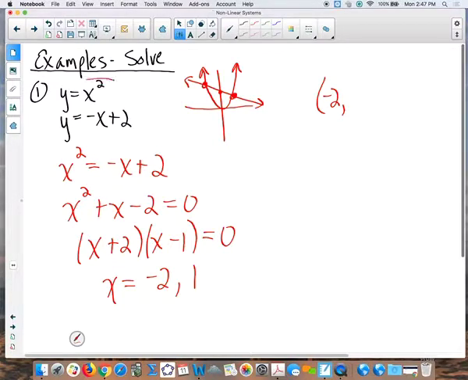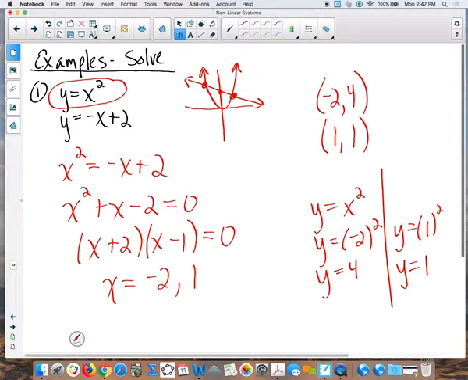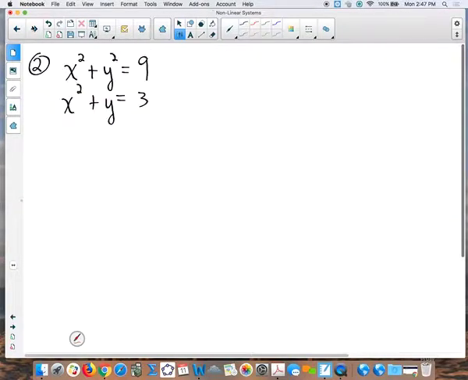I'm just going to use this equation because it's so easy to work with. y equals x squared. Well, y equals negative 2 squared. y equals 4. So when x is negative 2, y is 4. Our other value for x was positive 1. Again, same thing here. So y equals positive 1 squared. y equals 1. So our solution to the system is negative 2, 4, and 1, 1. Two answers. Let's look at another example.